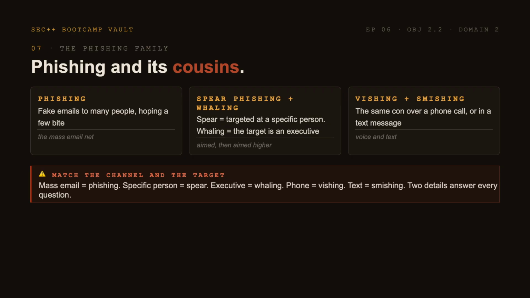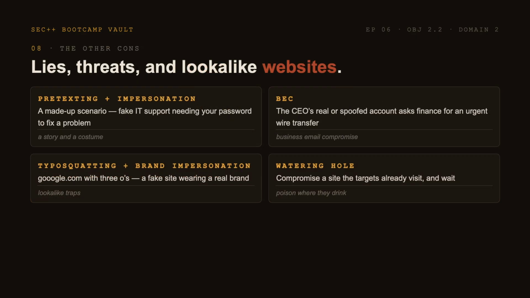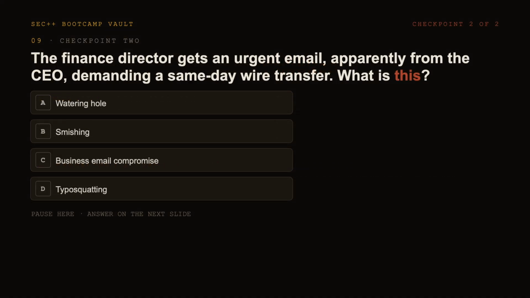Mass email, phishing. One person, spear. An executive, whaling. A call, vishing. A text, smishing. Part 2. The other cons. Pretexting is a made-up story, usually with a costume. Fake IT support calls needing your password to fix a problem that does not exist. Business email compromise, BEC, is when the boss's real or spoofed email asks finance for an urgent wire transfer. Typo-squatting registers lookalike domains, Google with 3 O's, to catch typos. Brand impersonation is the same idea with logos and login pages. And the watering hole attack poisons a website the targets already visit, then waits for them to come drink.